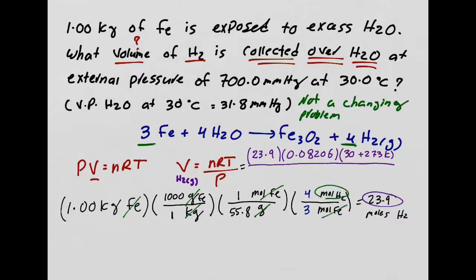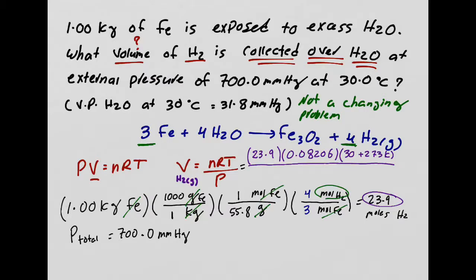Let's go to the pressure. They tell you that the external pressure is 700 millimeters of mercury. So the external pressure, which is the same thing as the total pressure, is 700.0 millimeters of mercury. If this problem was not over water, you would be done. Except this problem is happening over water.